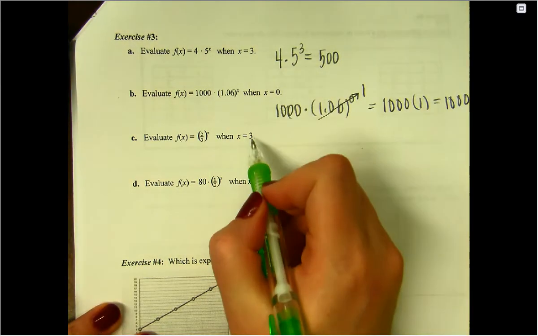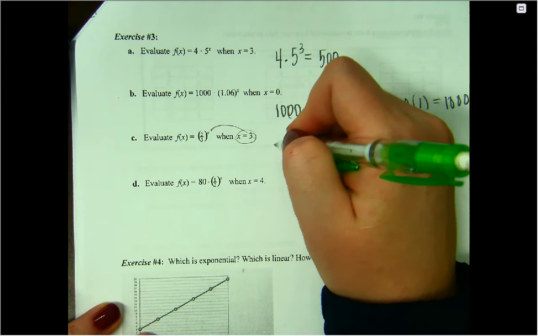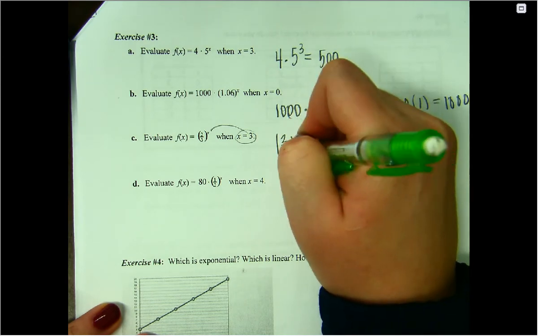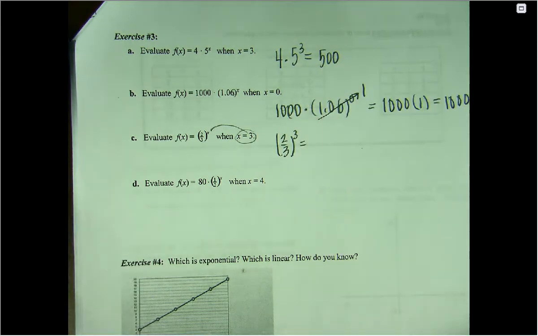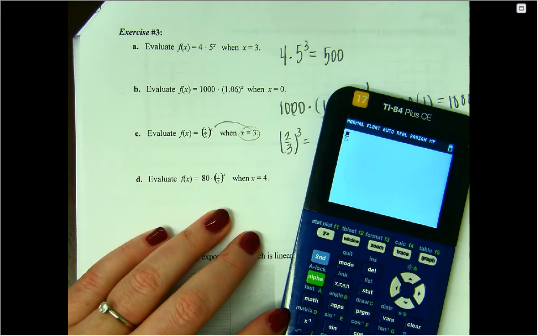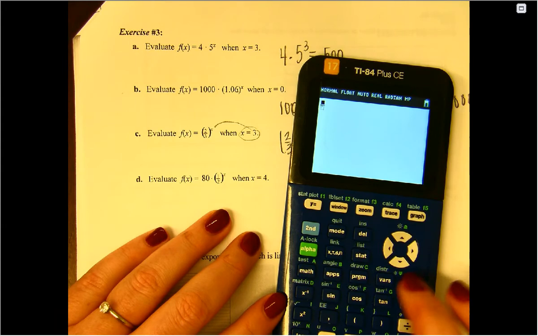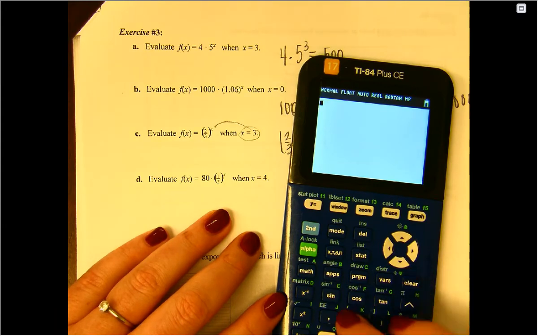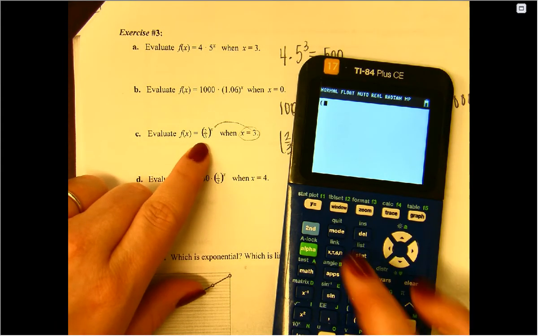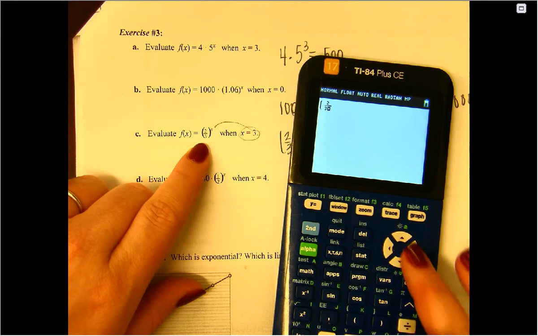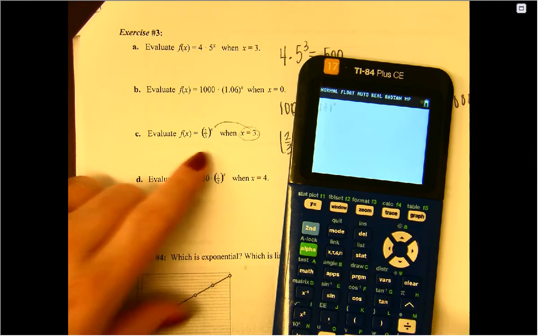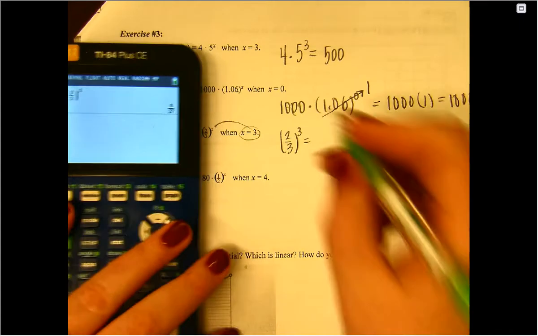Okay. Next one, when x is 3. So I'm going to have 2/3 raised to the 3rd power. Put this in a fraction. Notice I hit alpha x. Uh-oh, I better put it in parentheses. This is in parentheses, so mine better be in parentheses. To the 3rd. Okay, that's 8/27.